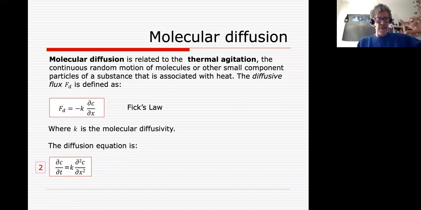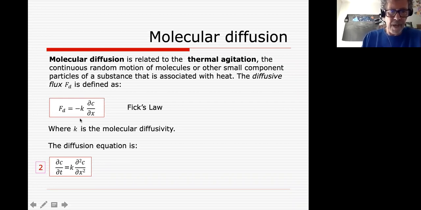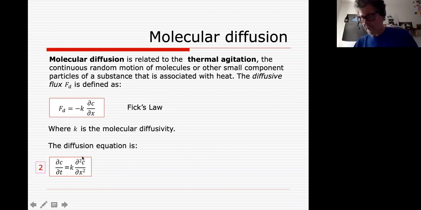Then we have the other process: molecular diffusion. This is the diffusive flux, which is governed by Fick's law. So the flux is minus K, the molecular diffusivity, multiplied by the gradient along x of the concentration per unit volume of the generic tracer. Then, if you put it in the equation, we have the diffusion equation.